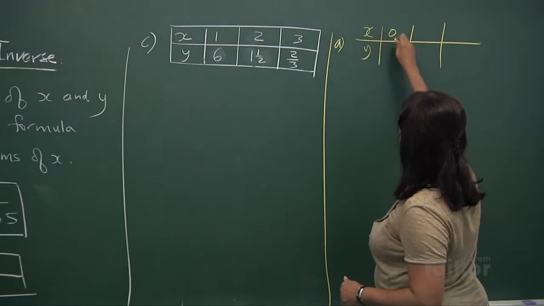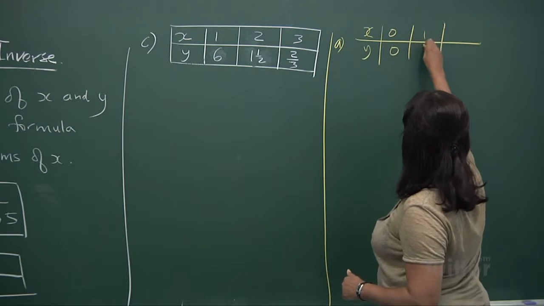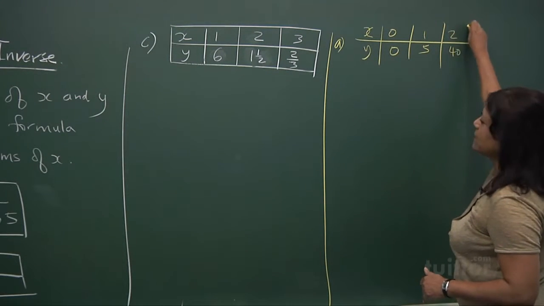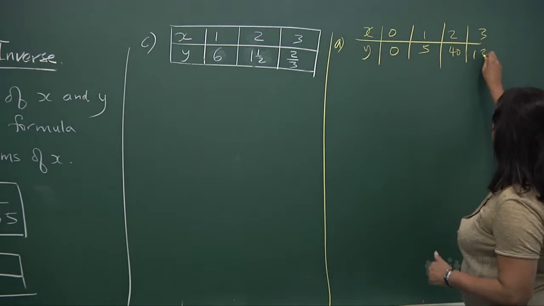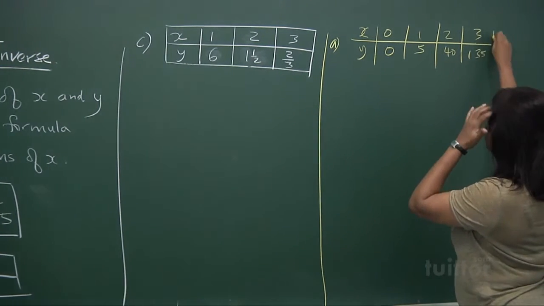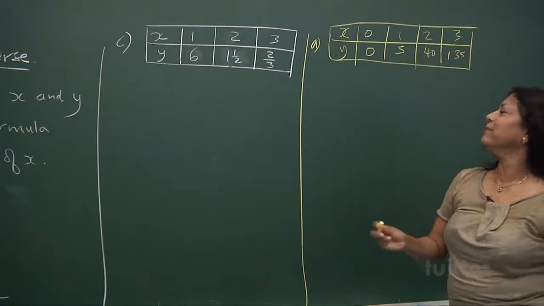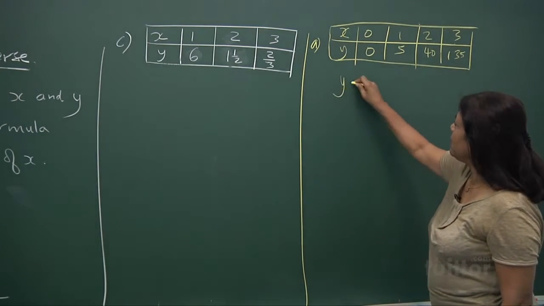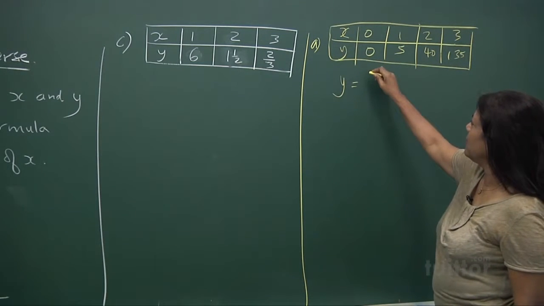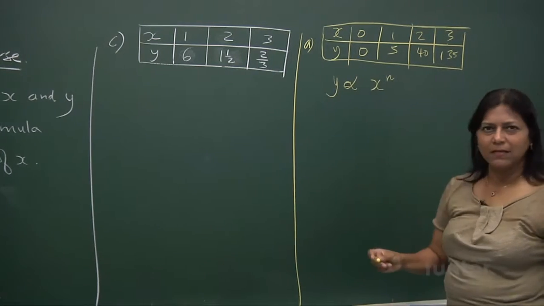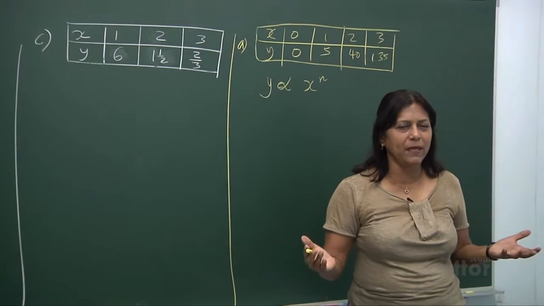X and y. When x is 0, y is 0. X is 1, y is 5. X is 2, y is 40. X is 3, y is 135. We said, all right, there's a whole lot of readings here. So we said, y varies with x to the power of n. We don't know what the power is going to be.